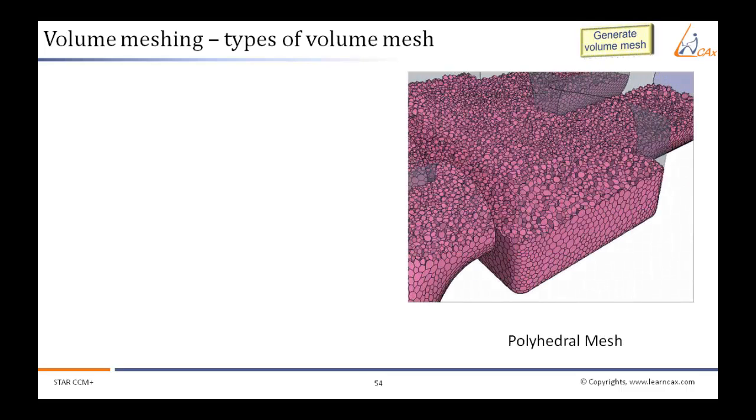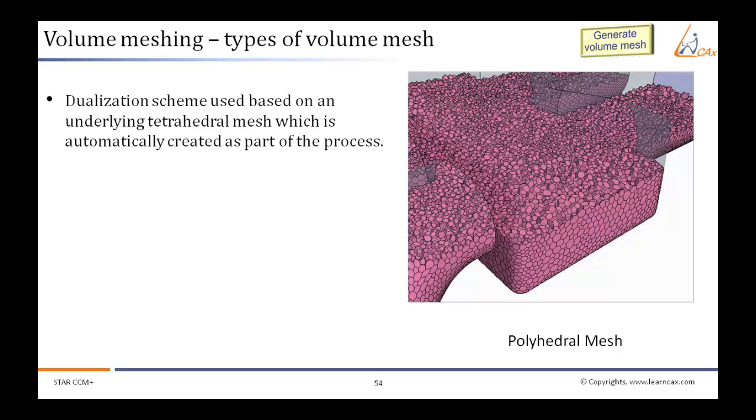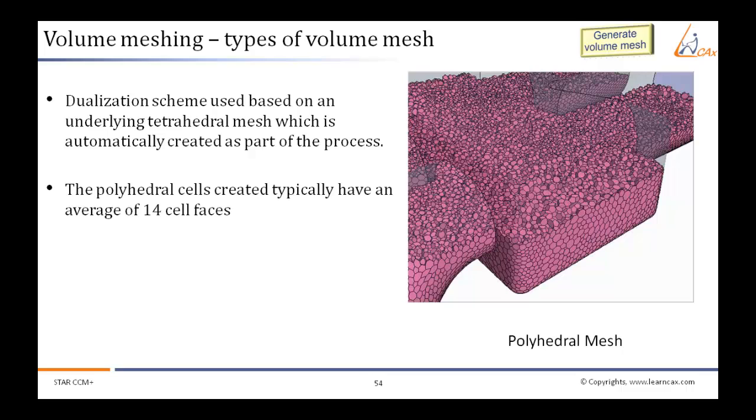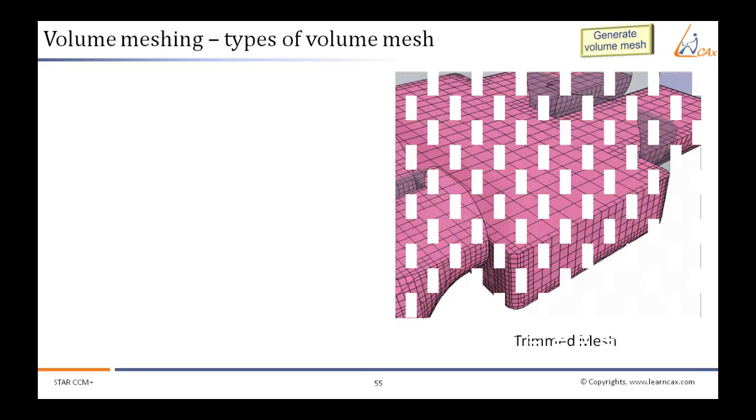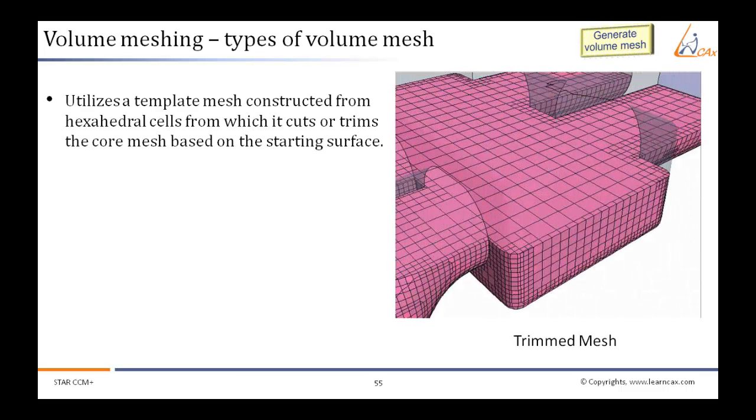Next, we have the dualization scheme. The dualization scheme is used based on an underlying tetrahedral mesh which is automatically created as part of the process. The polyhedral cells created typically have an average of 14 cell faces. The next is trimmed mesh. This utilizes a template mesh constructed from hexahedral cells from which it cuts or trims the core mesh based on the starting surface.